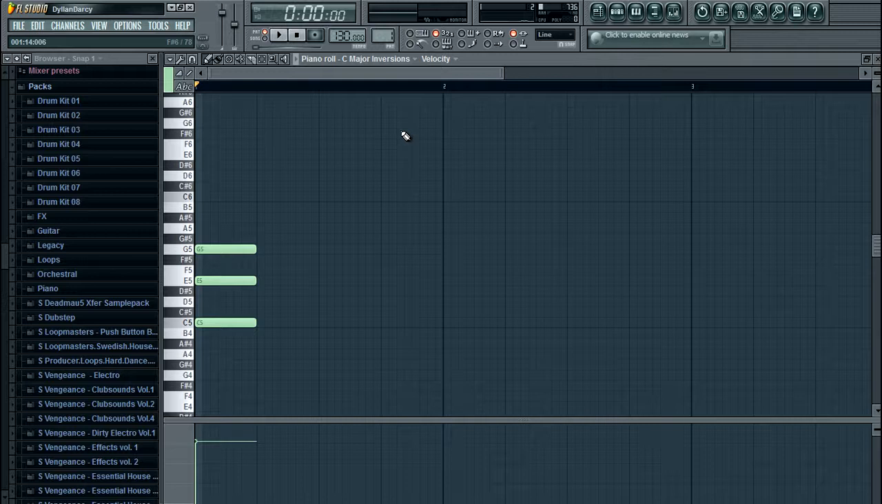Okay, so now we're going to talk about inversions. Now, inversions are simply the one chord played in a different way. For instance, this is C major.